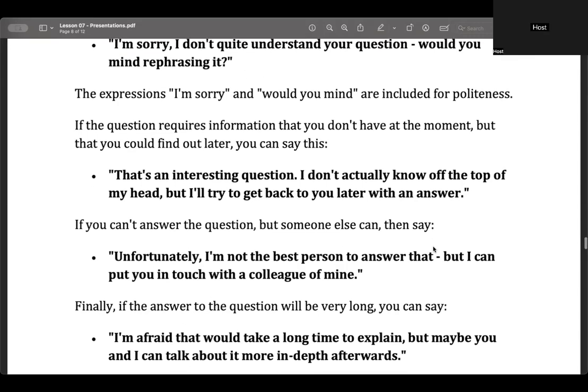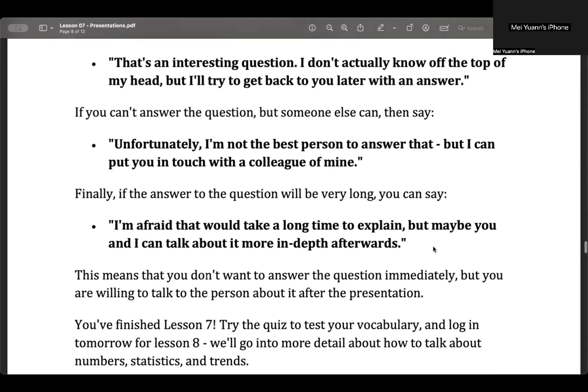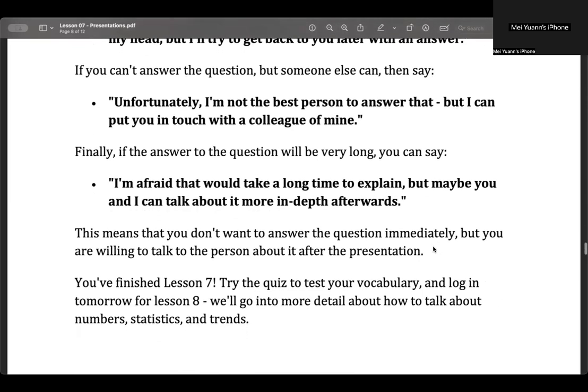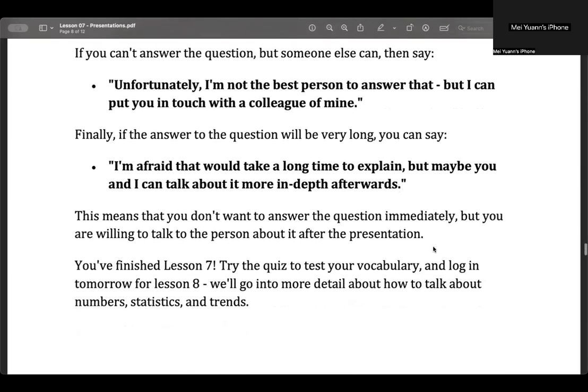Finally, if the answer to the question will be very long, you can say, "I'm afraid that would take a long time to explain, but maybe you and I can talk about it more in depth afterwards." This means that you don't want to answer the question immediately, but you are willing to talk to the person about it after the presentation.